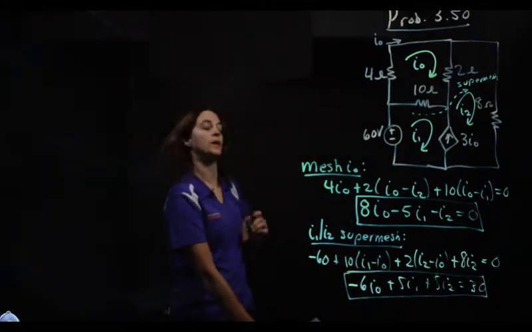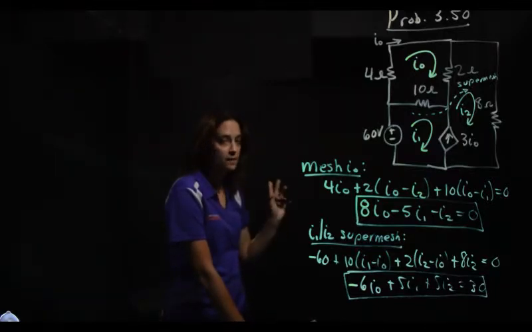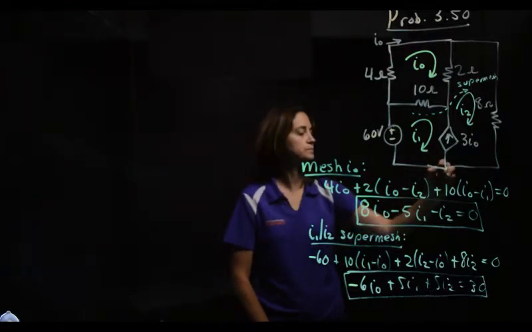There we go. We need one more equation, right? We have 2 equations and 3 unknowns. Again, that's your reminder that you need another equation. The last one is the one that's usually forgotten.